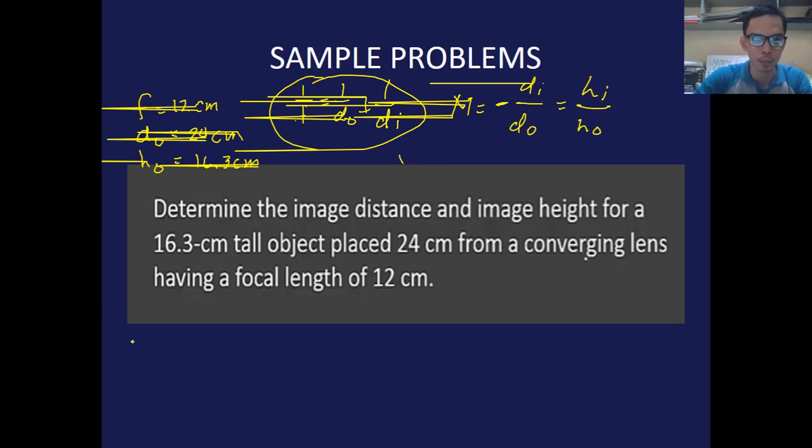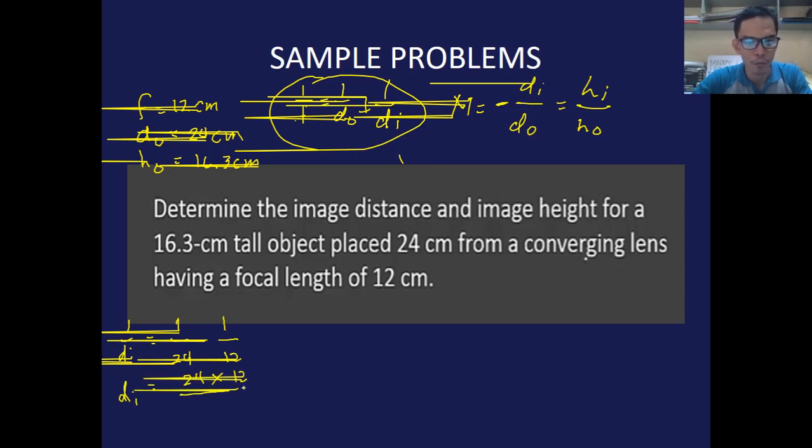Let's substitute everything that we have right here. We are looking for the distance of the image. So the distance of the image is equal to 1 over the quantity 1 over the focal length, which is 12, minus 1 over 24. Basically we have d sub i equal to 24 times 12 over 24 minus 12. Technically we will get an answer of 288 over 12, that is 24.